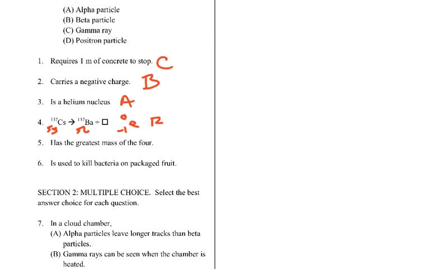Answer B. Has the greatest mass of the 4. Okay, well, actually alpha particles are almost 8,000 times heavier, so alpha particle. And it's used to kill bacteria.